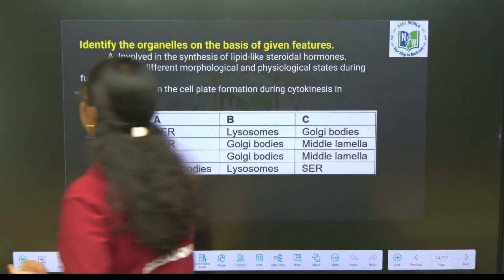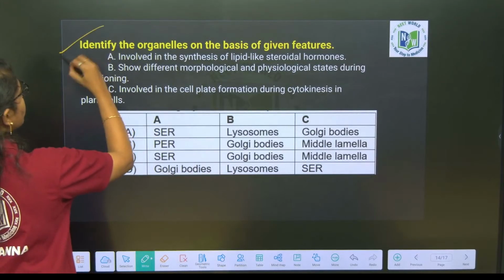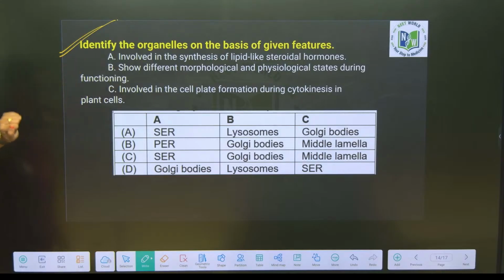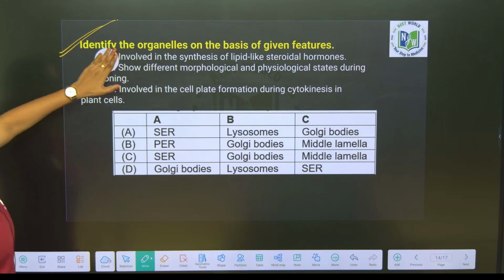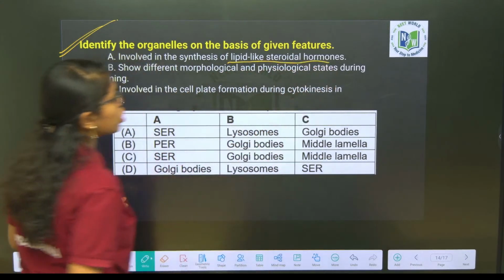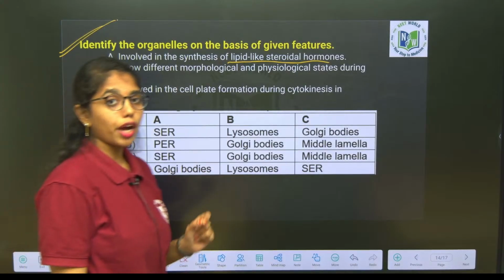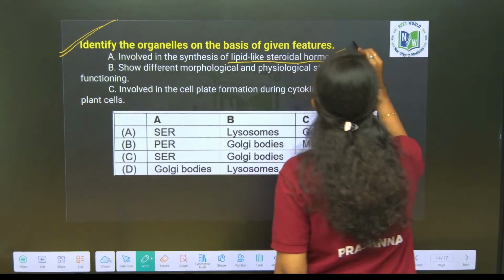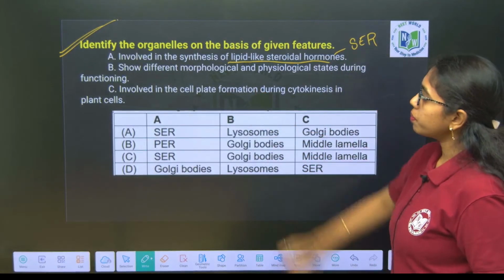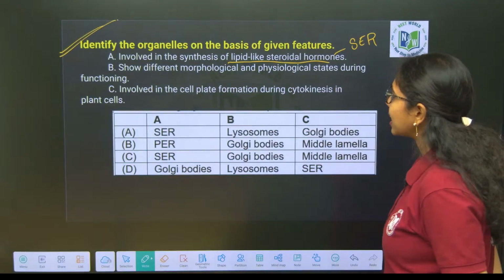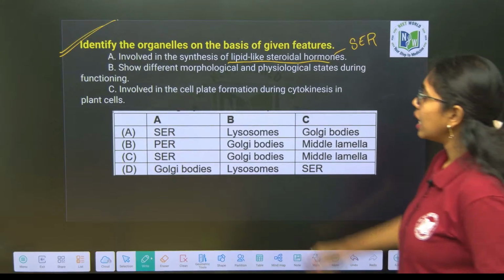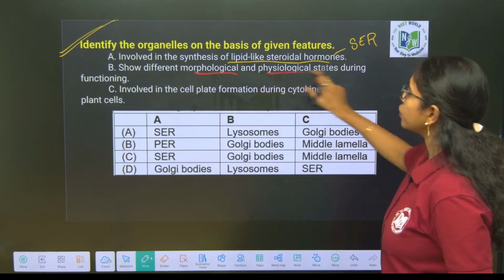Identify the organelles on the basis of the given features. We have to identify the organelle based on their functional role. Statement A: this is involved in the synthesis of lipid-like steroid hormones. Lipid-like steroid hormones will be produced from smooth endoplasmic reticulum. And in option B: show different morphological and physiological states during functioning. During functioning, different morphological and physiological states.